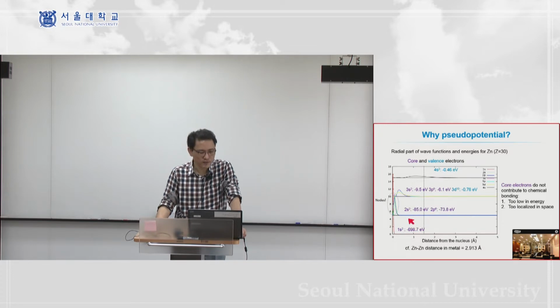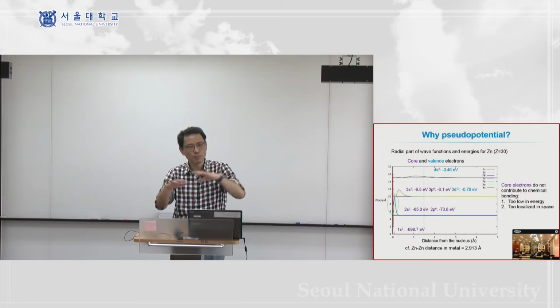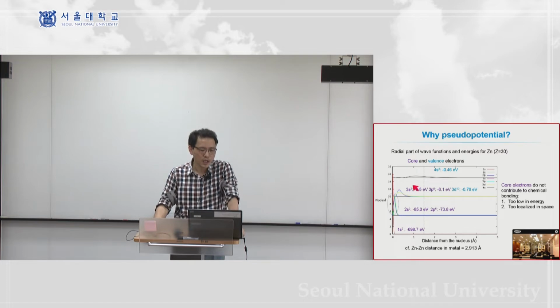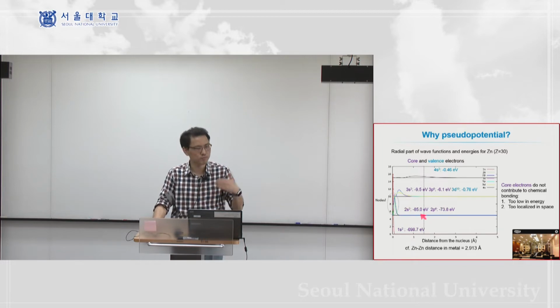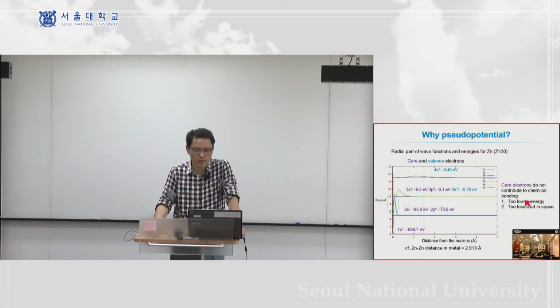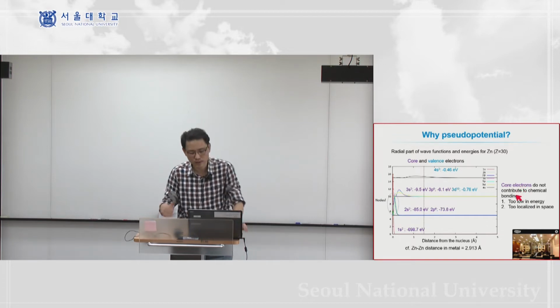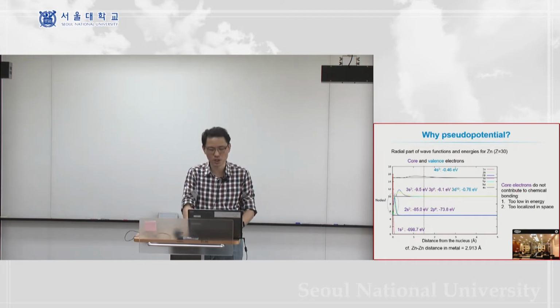Also, in terms of energy, the 1s is around minus 700 electron volt, 2s and 2p are around minus 70 to 80 electron volt, and 3s, 3p are about minus 5 to 10 electron volt, which is very low in energy. The chemical bonding is usually on the order of 1 to a couple of electron volts. Compared to that energy scale, these core electrons are too low, too stable to have any gain from forming chemical bonding. So because of these two reasons, we can simply say that the core electrons do not contribute to chemical bonding, to a good approximation.